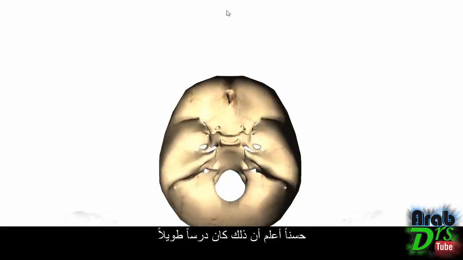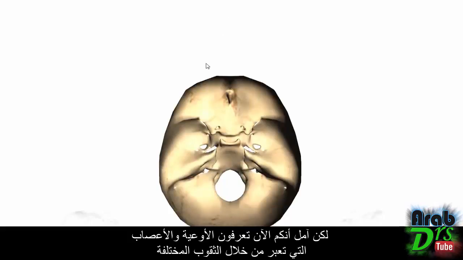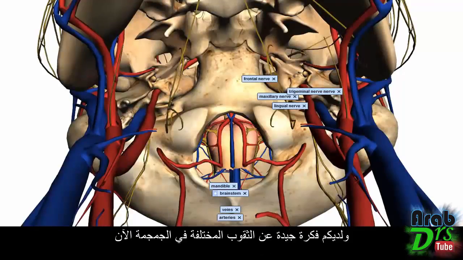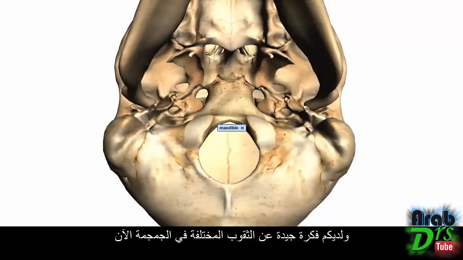Okay, so I know that was a long tutorial, but hopefully you now know what vessels and nerves pass through the different foramen, and you have a good idea of the different foramen in the skull now.